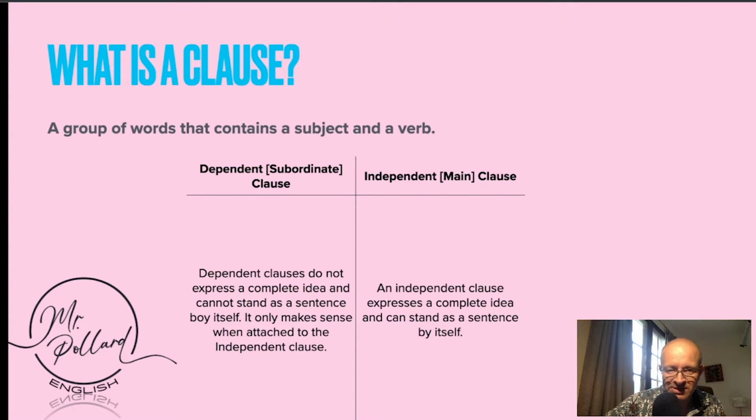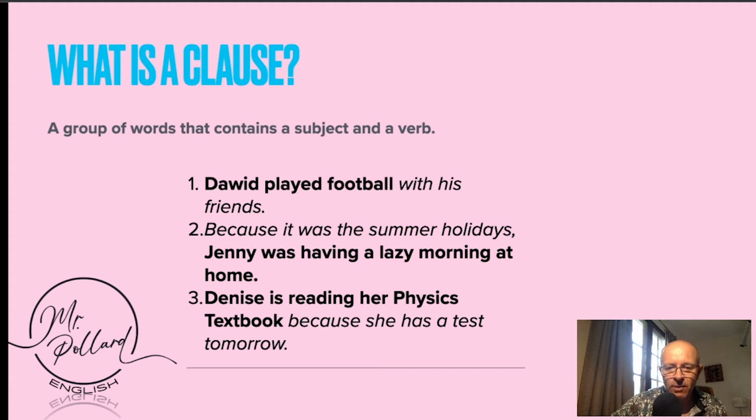So let's have a look at some examples. David played football with his friends. Can you see in bold there we have the main clause? That would stand absolutely fine as a sentence on its own, wouldn't it? David played football, full stop. Yep. With his friends, the italics tells us a little bit more about the main clause. All right, and so that's what we call a subordinate or dependent clause.